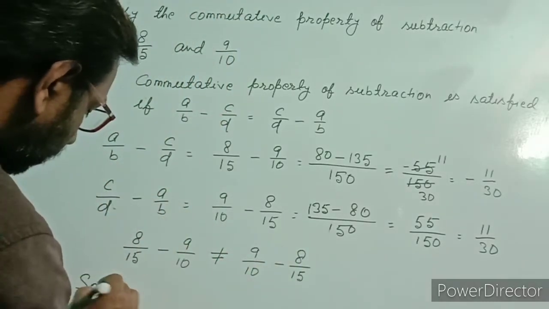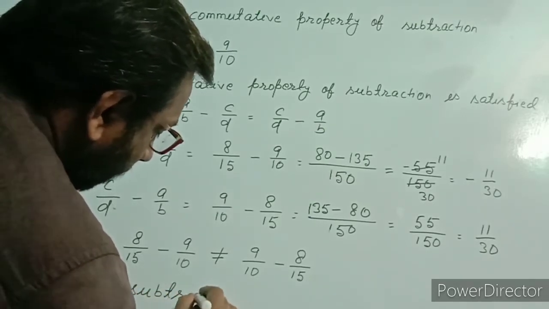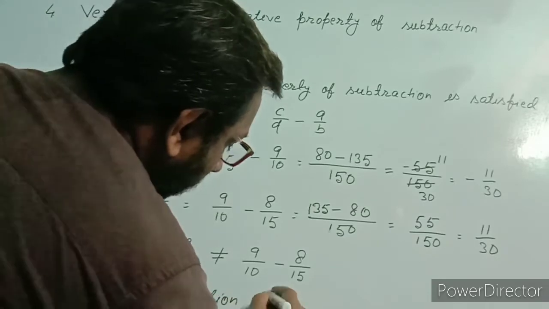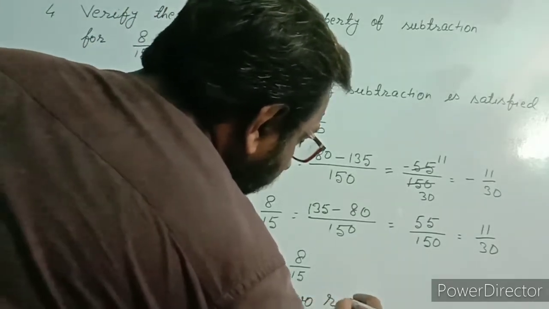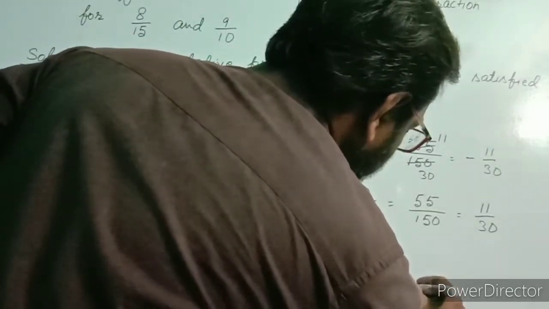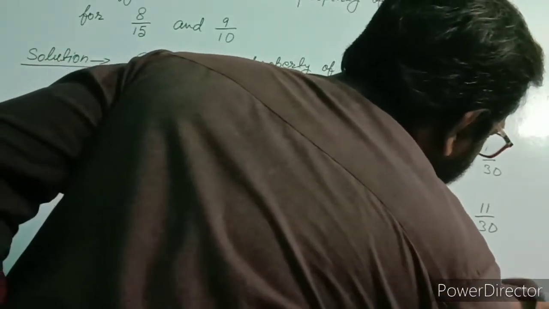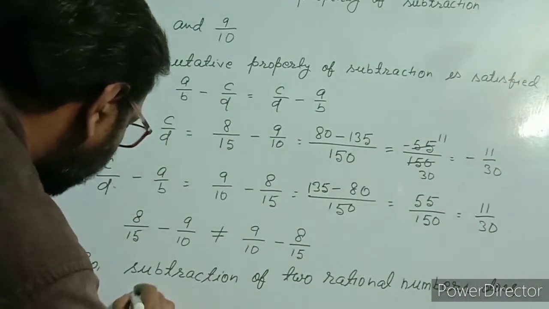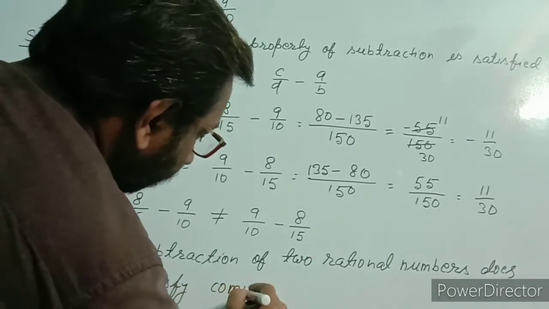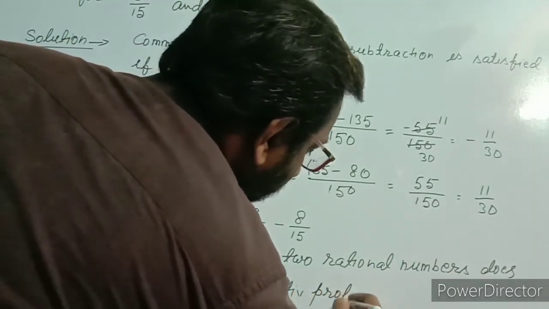So subtraction of two rational numbers does not satisfy the commutative property. This became the answer.